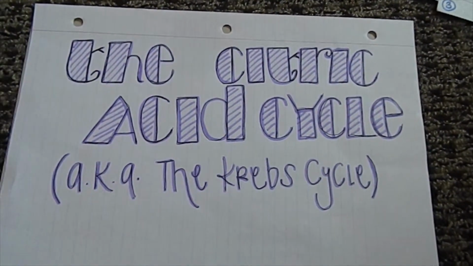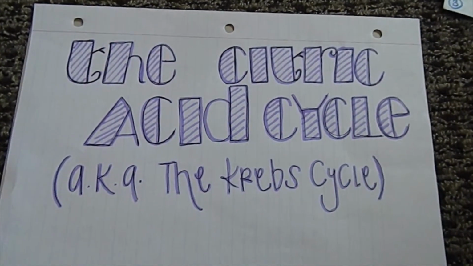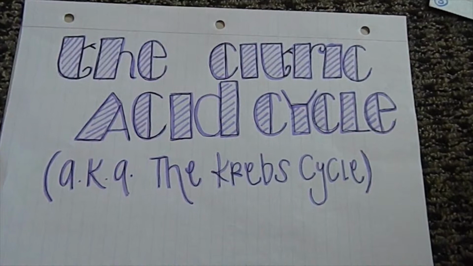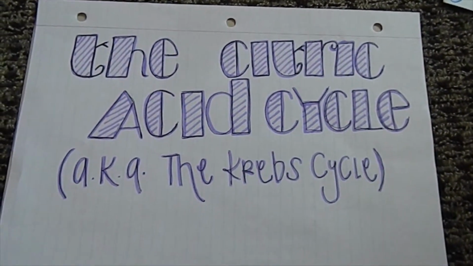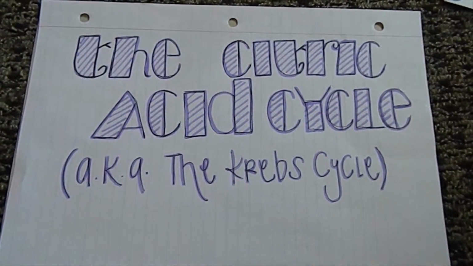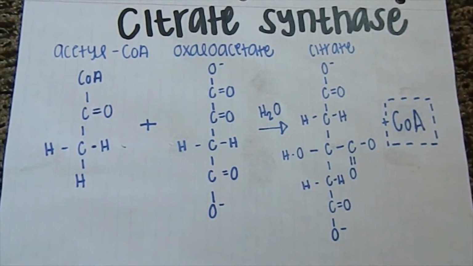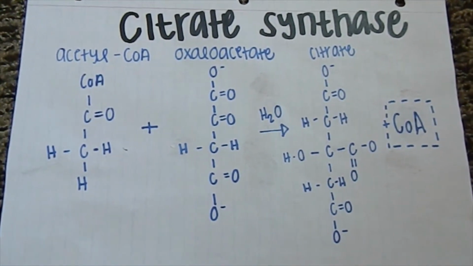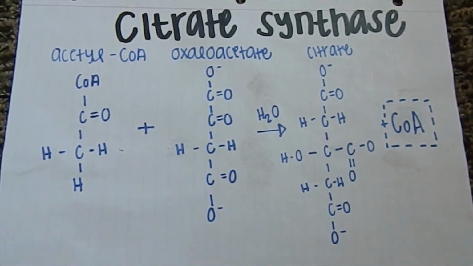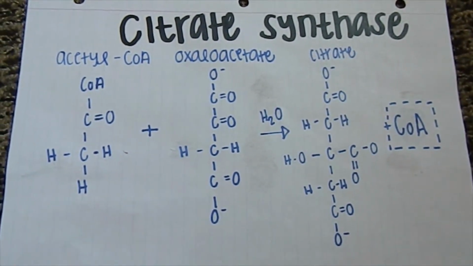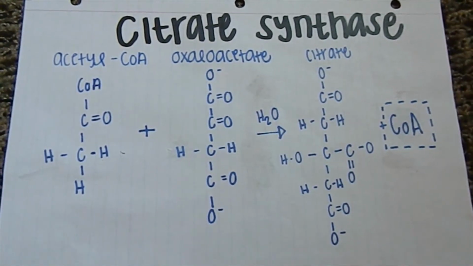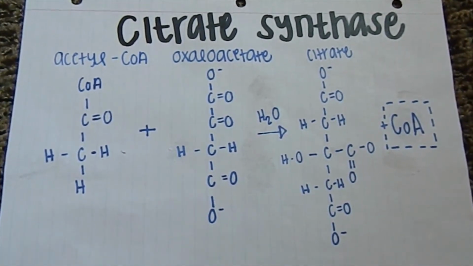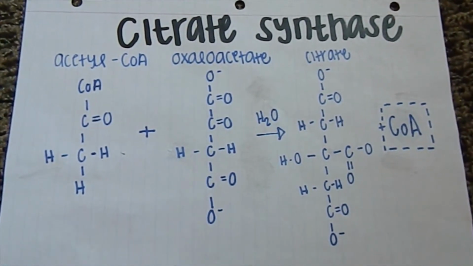Each turn of the cycle produces 2 molecules of carbon dioxide as waste products, 3 molecules of NADH, 1 molecule of GTP, and 1 molecule of FADH2. The first reaction in the citric acid cycle is called citrate synthase because it is the production of citrate. So acetyl coenzyme A that starts out merging into the mitochondria combines with oxaloacetate, and it's hydrolyzed by water, and it produces citrate and coenzyme A.